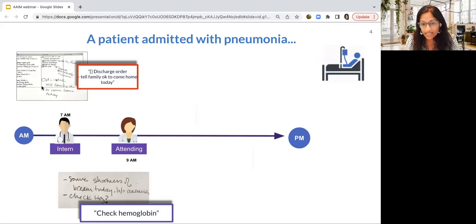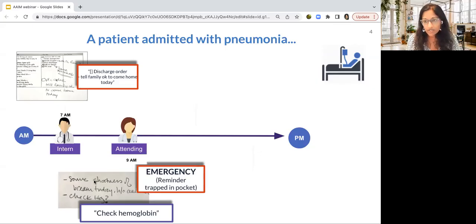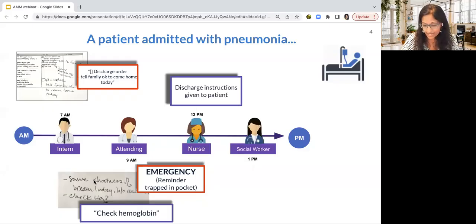A couple hours later, the attending came in with her printed list and said, she doesn't look as good as I'd hoped she would on the day of discharge. I remember there's this history of a GI bleed. We should check a hemoglobin before she goes home. So the attending wrote this on her paper list that she wanted to check a hemoglobin, left the room to call or text message the intern to say, let's check a hemoglobin. But before she could do that, she got called into an emergency with another patient. So this really important message and reminder is now trapped in her pocket where nobody else can see it.